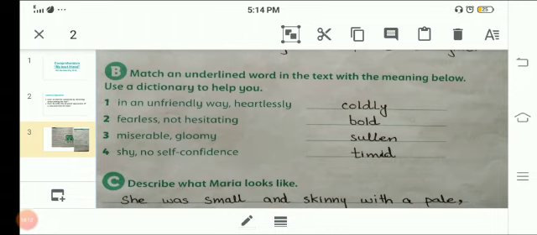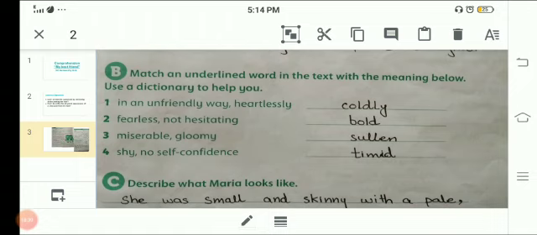Number 2, fearless, not hesitating. So what is the word for that in the text? Bold. Okay. Number 3, miserable, gloomy. I have told you in the beginning, that is the word sullen. Sullen means gloomy, sad, or miserable. Number 4, shy, no self-confidence. Yes, students, that is the word timid in the text. So you have to write down these words in front of these meanings.